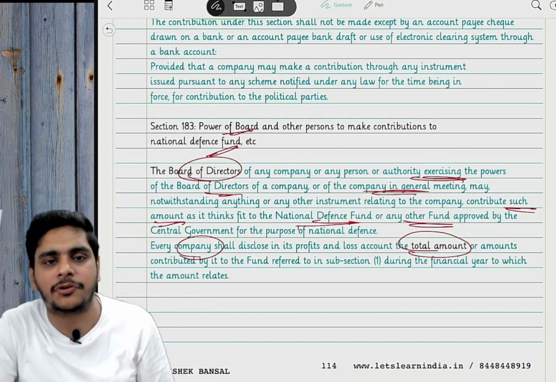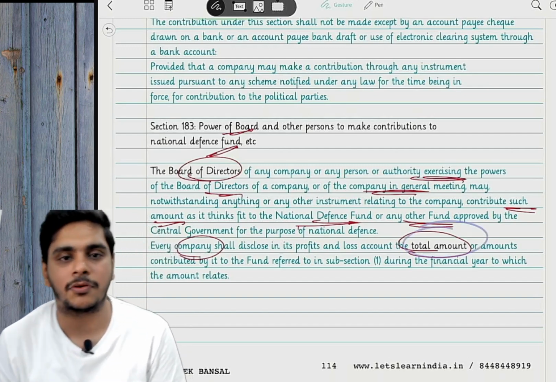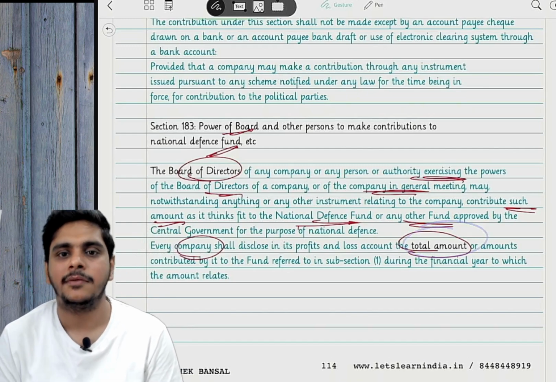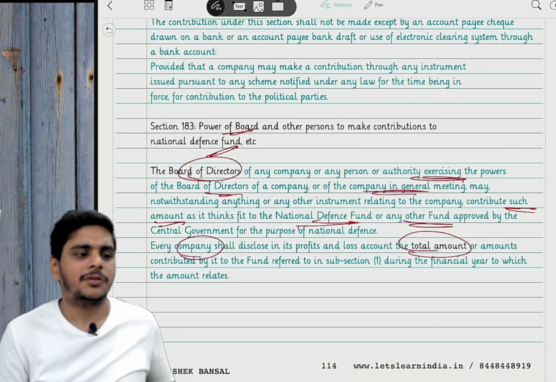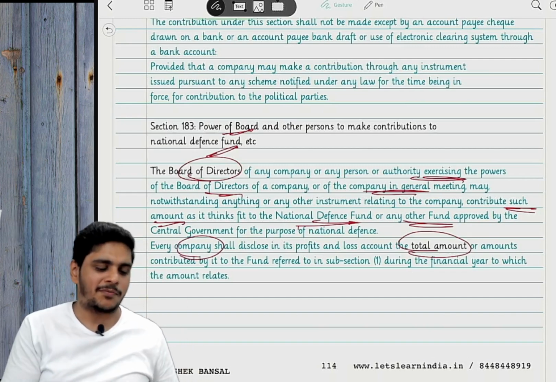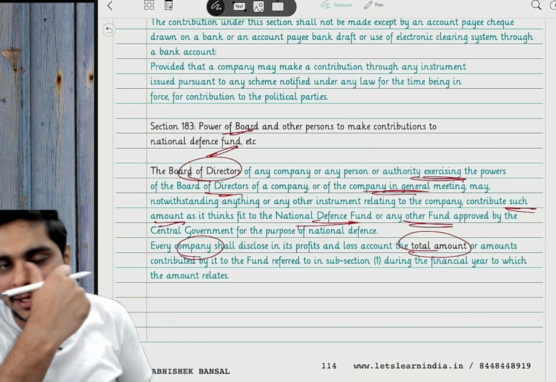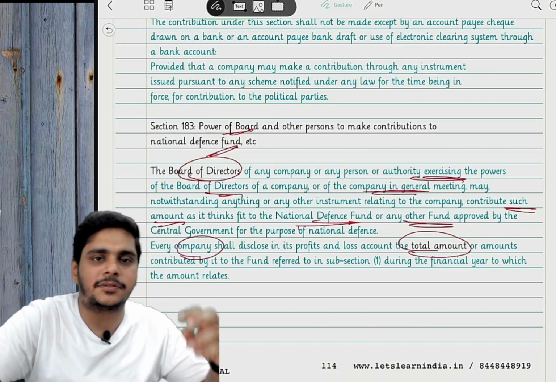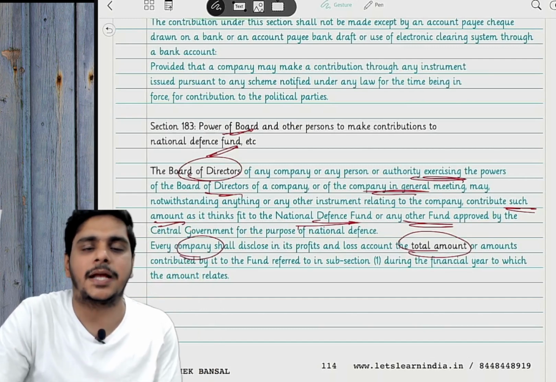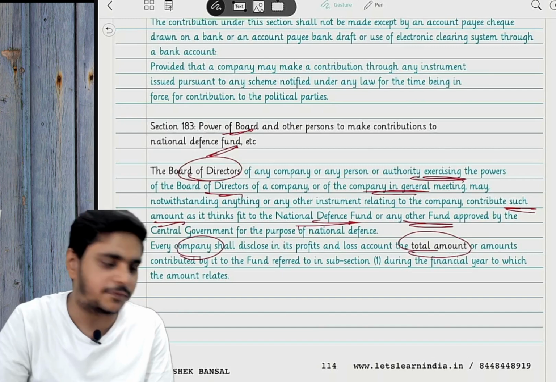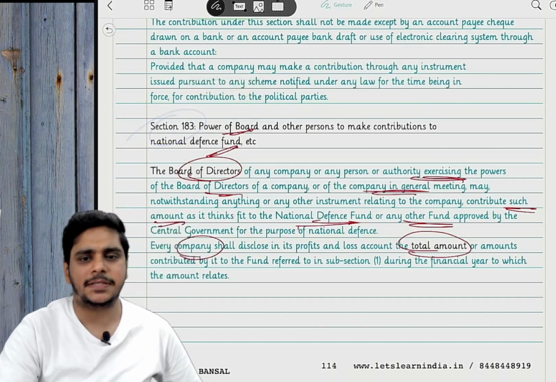Now for the government you are contributing, so every company shall disclose in the P&L the amount or amounts so contributed to the fund during the financial year to which such amount relates. So you need to just disclose in the P&L. So no rule, no board power, no member, anything can happen. Board can contribute, board can delegate it to a committee of the board of directors, they can give it to the members, anybody can contribute. Okay. So this is basically National Defense Fund. Contribution to National Defense Fund section is 183. Read. Very simple section 183.